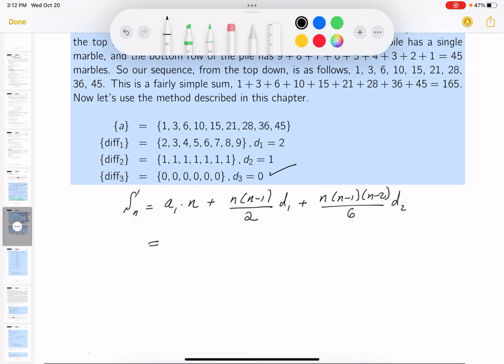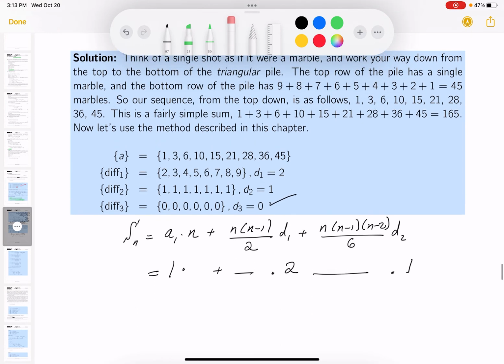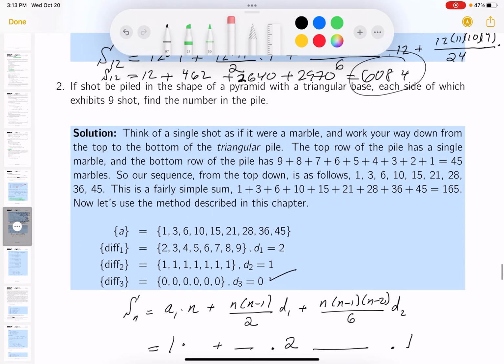Again, you might be struggling with the n. The D1 is 2. The D2 is 1. Yeah, we're struggling with that n. Oh, I didn't mean to put a line there. Sorry about that. All right, let's think about it. If you think about it, we're starting with a pile, 9 shots in the bottom.